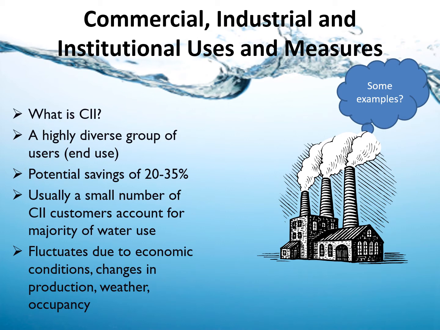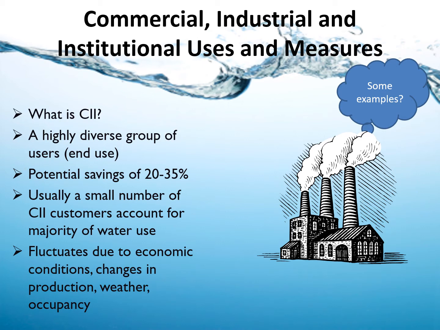For example, in my district, we have 32,000 accounts. 30,000 of them basically are residential, but they only use 74% of the water. The other 2,000 are CII customers, but they use 26% of the water. So the potential is much higher for me to save water with CII customers. But the problem is they are so different or so unique that it's hard for me to find a program or project that works for all of them or even one segment.